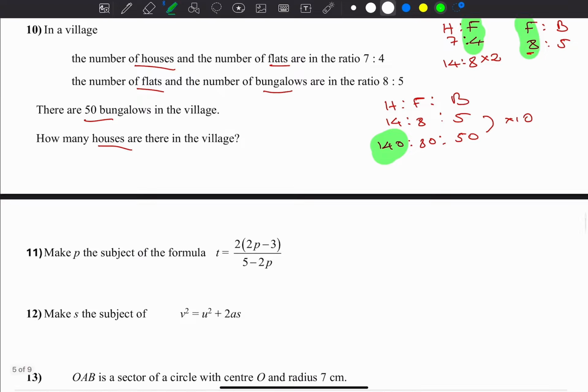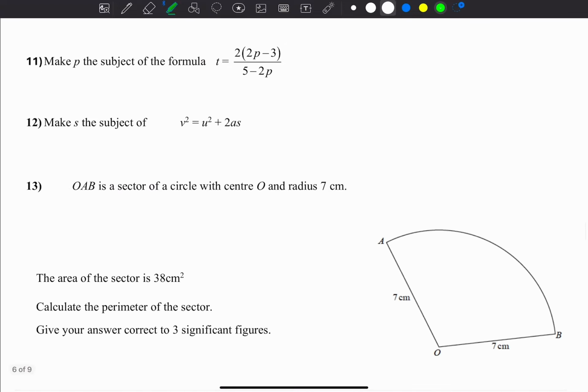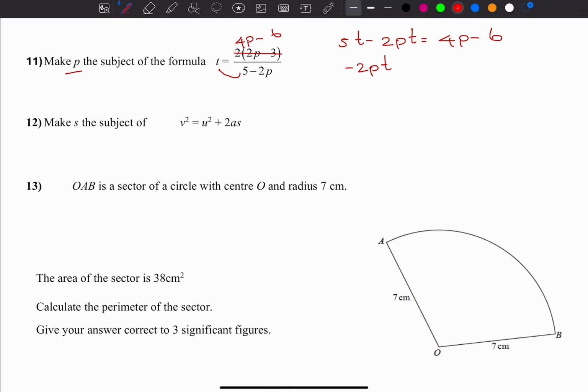Okay. Next one. We can multiply this. 4p minus 6. Multiply here. So that's 5t minus 2pt equals 4p minus 6. You want to make the p the subject. So minus 2pt can stay here. Bring the 4p back. So minus 4p equals minus 6 can stay. 5t goes to the other side, minus 5t.